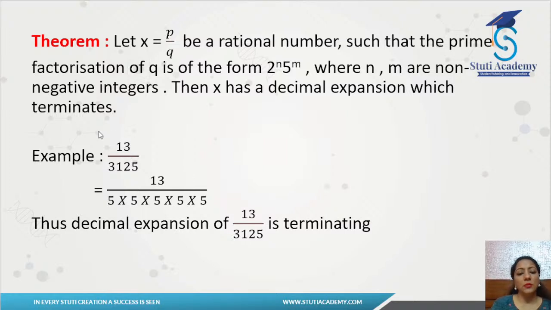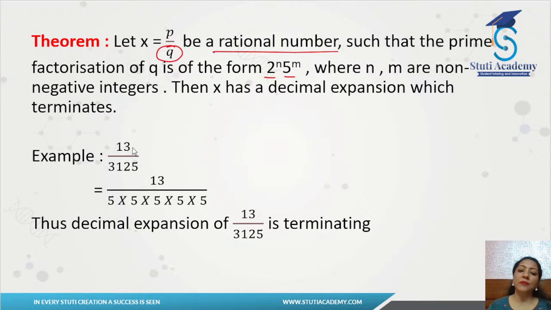Now this particular theorem means if you have a rational number, which can be written in P by Q form, and you take the denominator Q and prime factorize it, and we get the prime factors either as 2 or 5 or both and nothing else except that, then we can say that the decimal expansion of that number terminates.